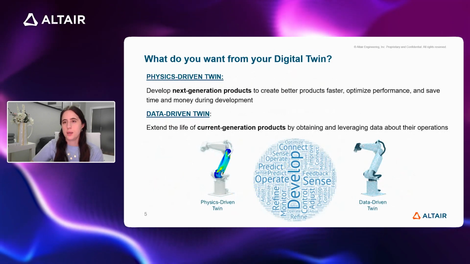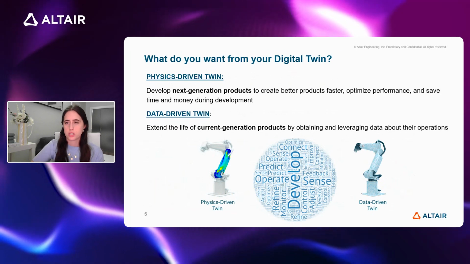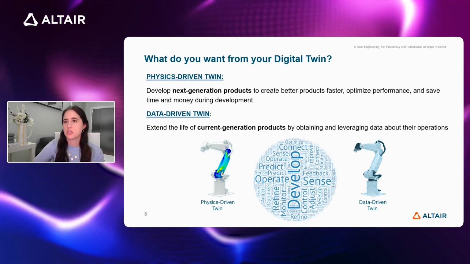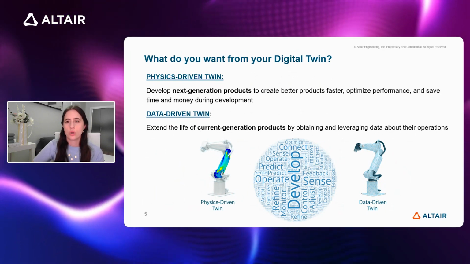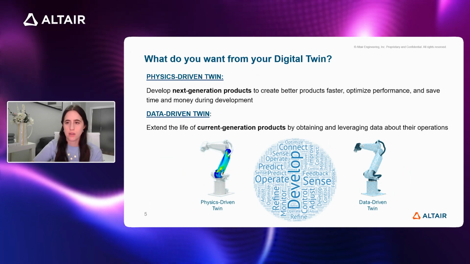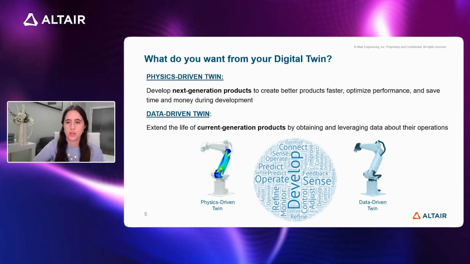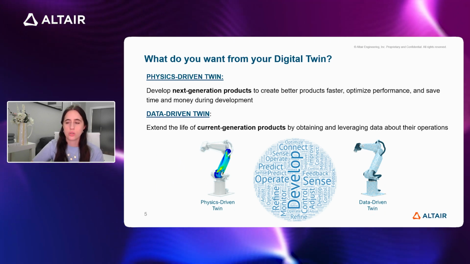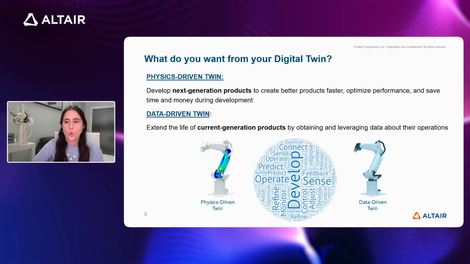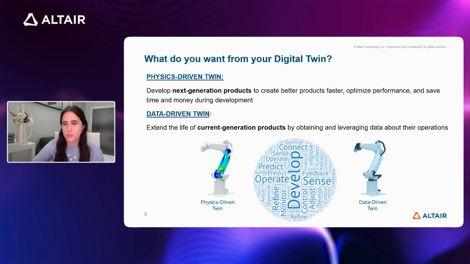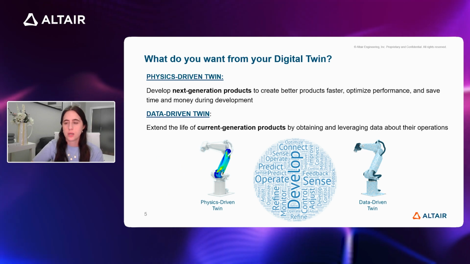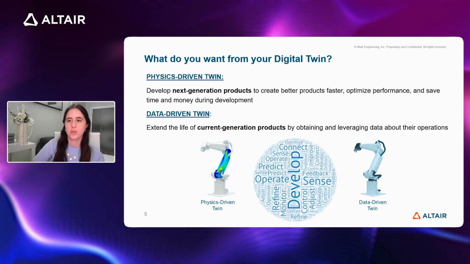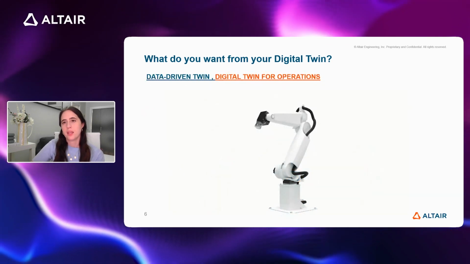When developing a digital twin, it's important to consider what we aim to achieve because there are two main approaches when creating digital twins. First one is the physics-driven twin, which is ideal if your goal is to develop next-generation products by leveraging 1D and 3D modeling and simulation. And the other alternative are data-driven twins, which are the ones that we will be focusing on today because they are particularly useful when developing digital operations. The data-driven twin main goal is to extend the life of current generation products. So that's why they are really relevant for digital operations.